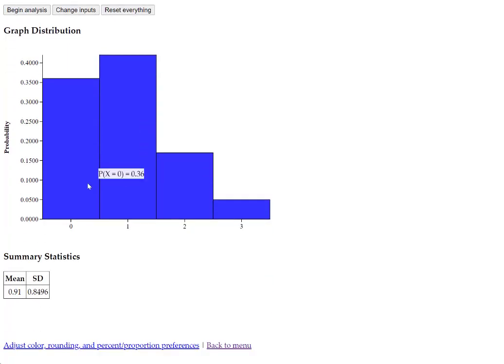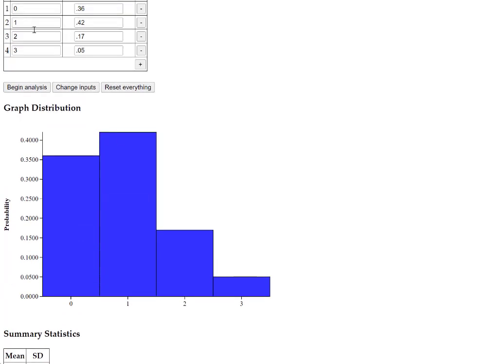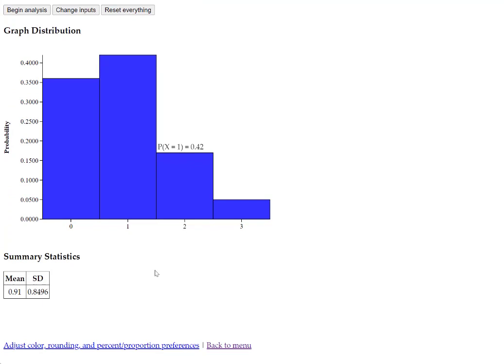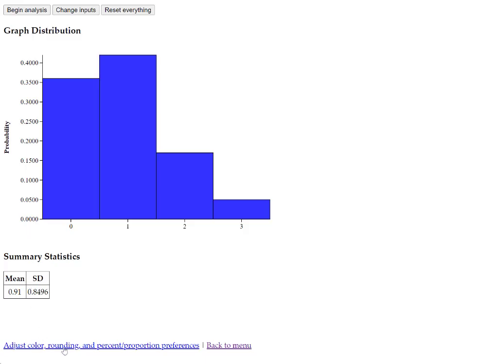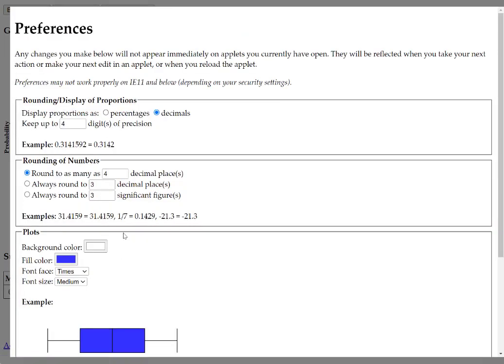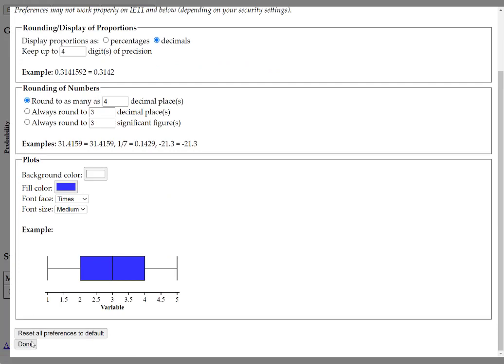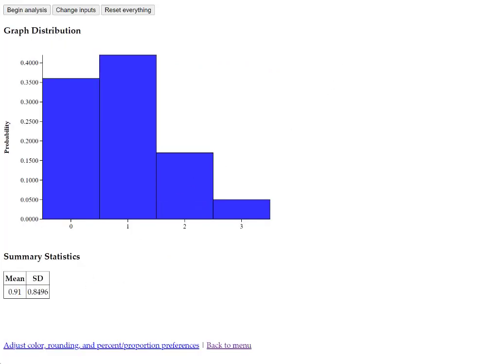So you can see, the sad part is it won't do at most, at least, or anything like that on here like it will with a binomial. But it does give you your summary statistics right there. 0.91 is your mean, and 0.8496 is your standard deviation. And if you have trouble, you're like, oh, I don't have as many decimals, you can always adjust that down here on that blue bar. Again, you just click anywhere on this blue section, and you can change how many decimals you have. And you can change from decimal to percent.